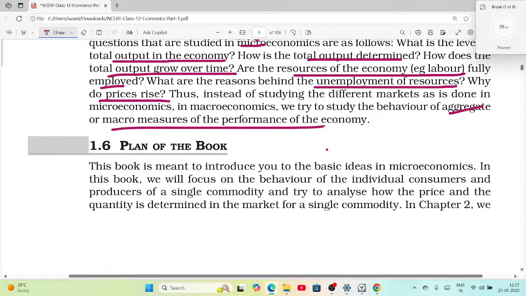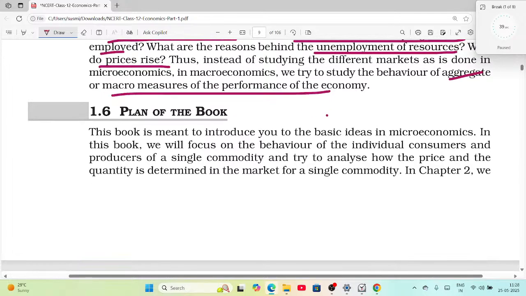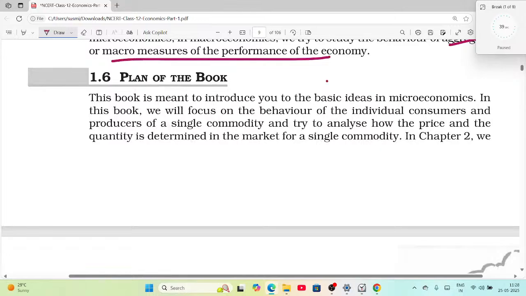Aggregate and micro measures of performance of the economy. Plan of the book. This book is meant to introduce you to the basic ideas in microeconomics. In this book, we will focus on the behavior of the individual consumers and producers of a single commodity and try to analyze how the price and the quantity is determined in the market for a single commodity.